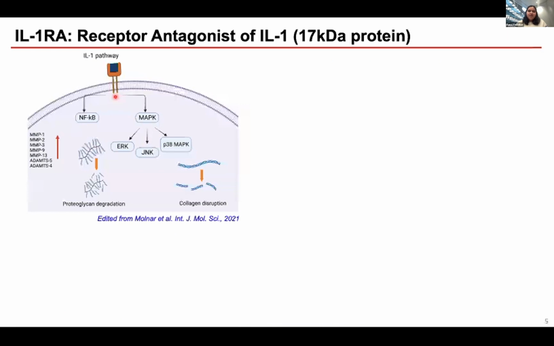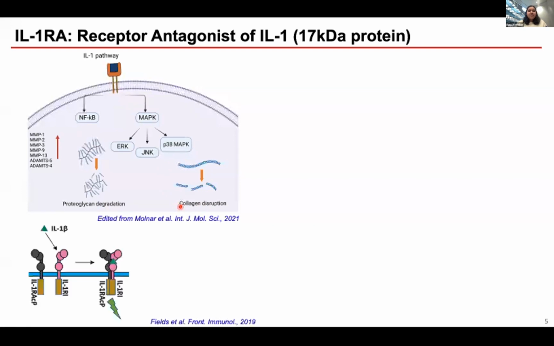Interleukin-1 or IL-1 is one of the main pro-inflammatory cytokines that is elevated in OA. It binds to the IL-1R1 receptor and activates multiple signaling pathways such as NF-kappa B and MAPK. The signal cascade results in upregulation of OA markers such as MMPs and ADAMTS, which results in catabolic reactions like proteoglycan degradation and collagen disruption.